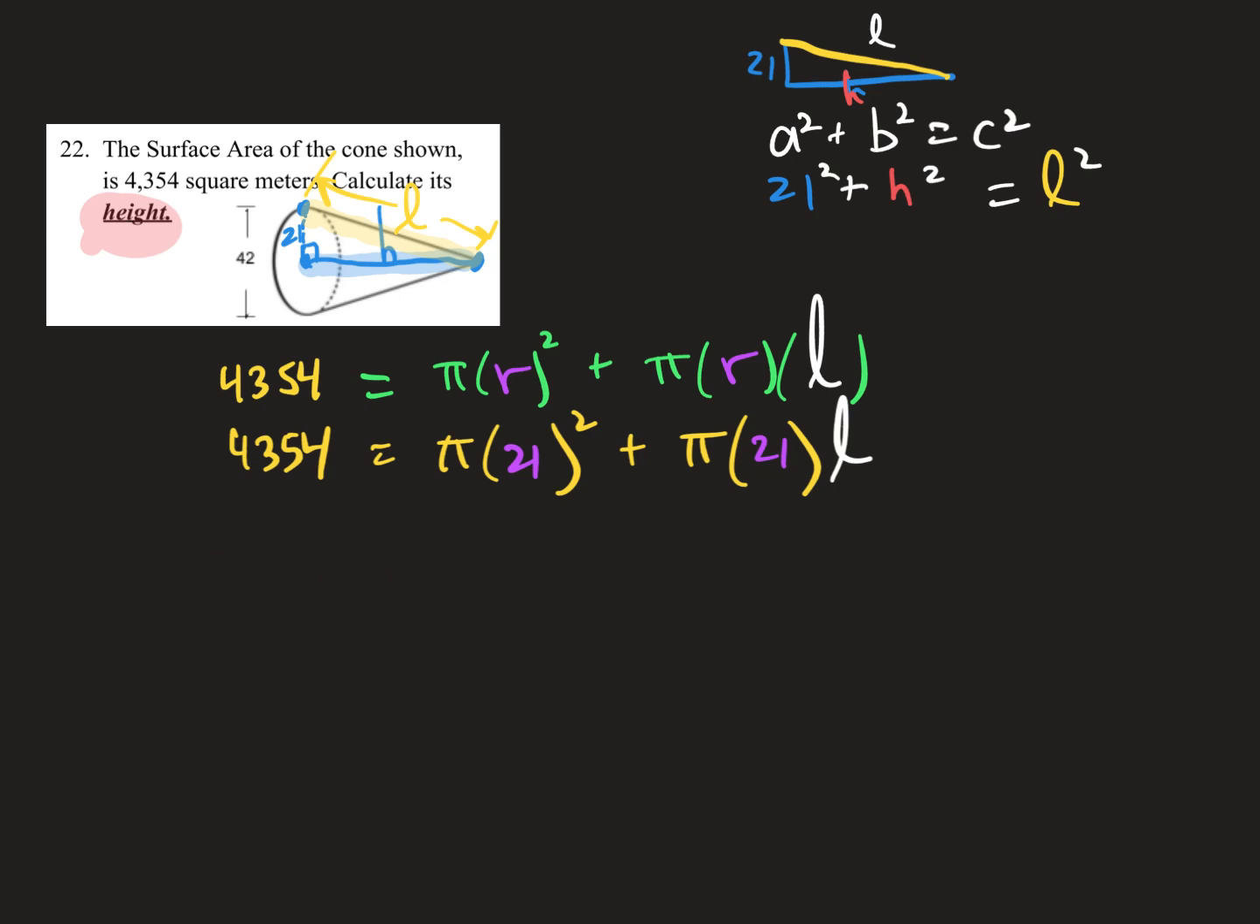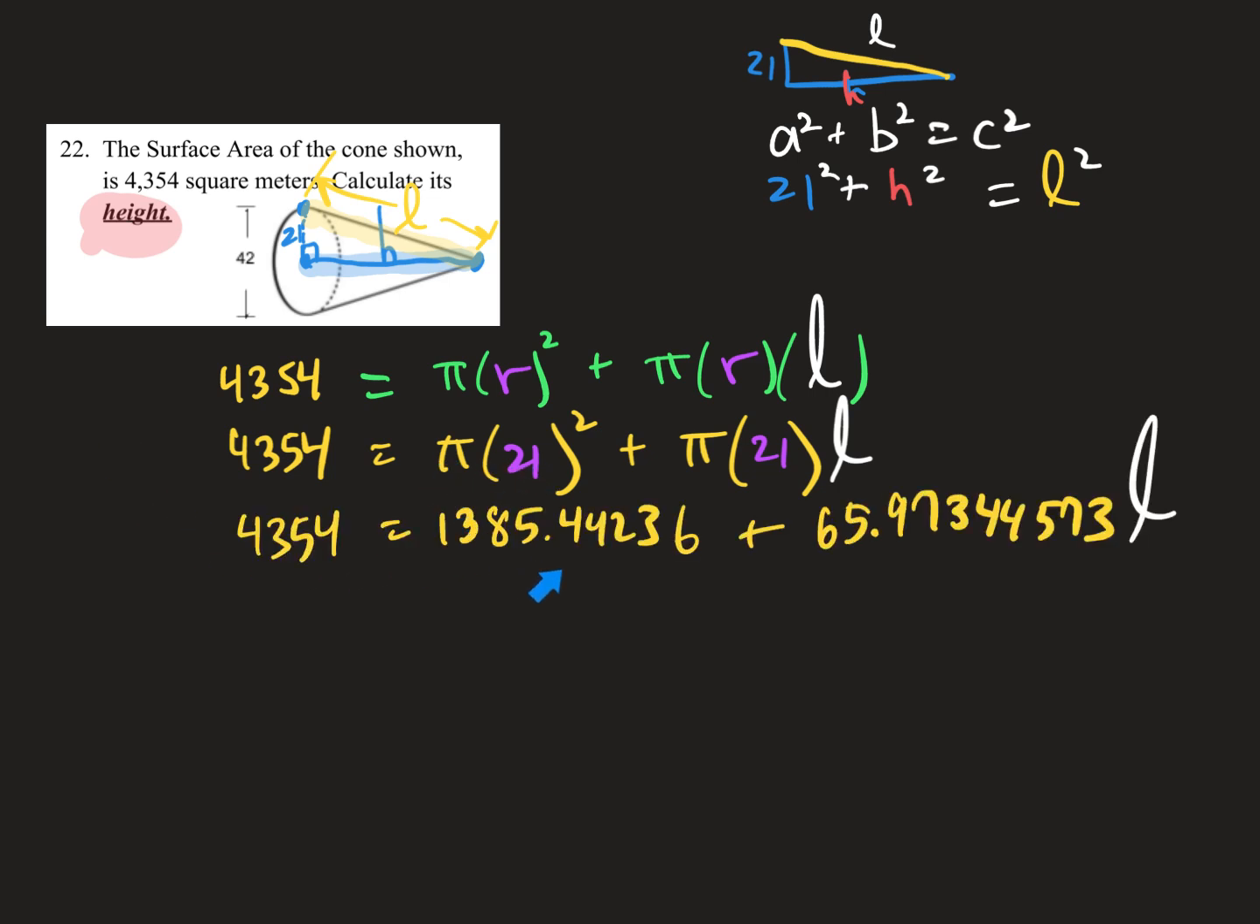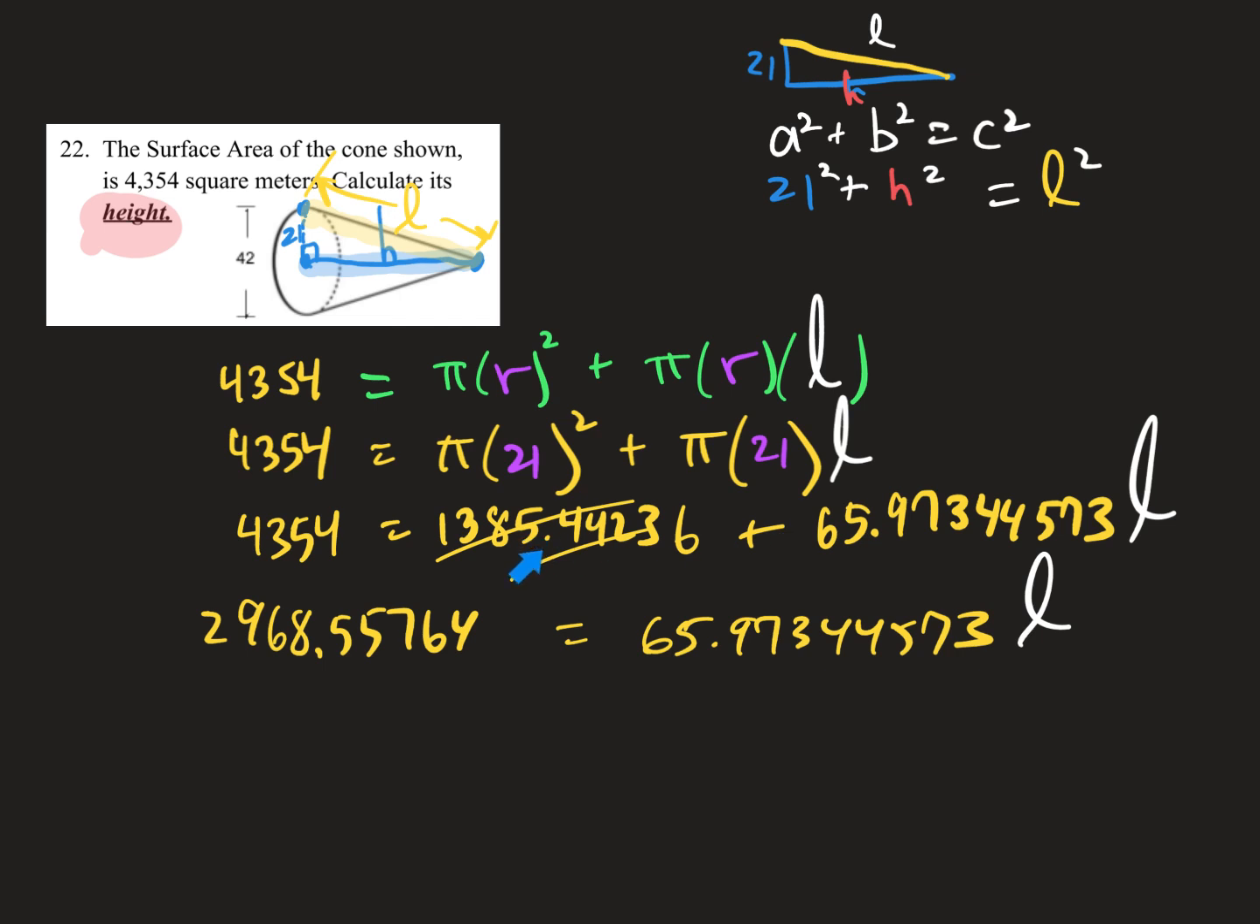Here we go. So square 21 times pi, and then solve for L. So let's subtract 1385 from both sides. All right, so it's gone on the right, and we subtract from the left. Next, we'll divide both sides by 65.97, etc. And the right side divided by that leaves us with the slant height, and the left side leaves us with about 44.996.